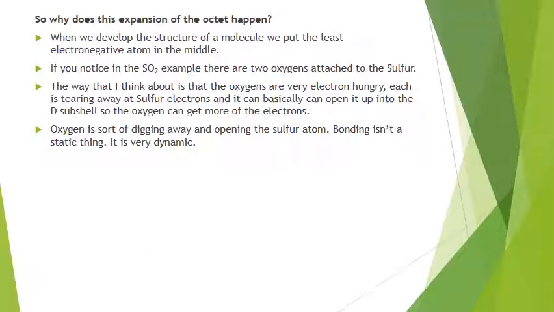So why does expansion of the octet happen? When we develop the structure of a molecule, we put the least electronegative atom in the middle. If you notice, in SO2, there are 2 oxygens attached to the sulfur. The way that I think about this is the oxygens are very electron hungry, and each is sort of trying to tear away the electrons of sulfur. So it kind of reaches in, digs out the electrons in sulfur and spreads them out into higher energy levels.